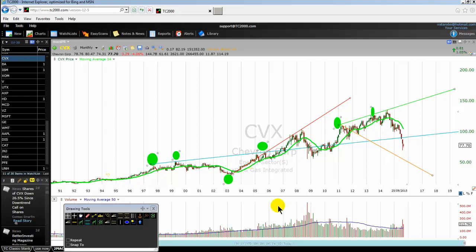The next trend line that I have drawn on my chart is the orange line here. Are you with me? So we join a high and a low. This high here, we join into this low.